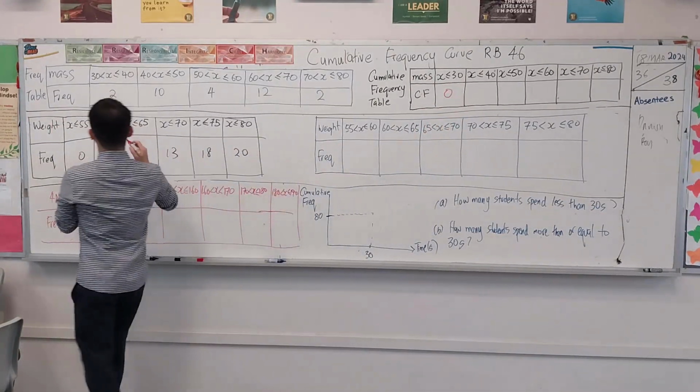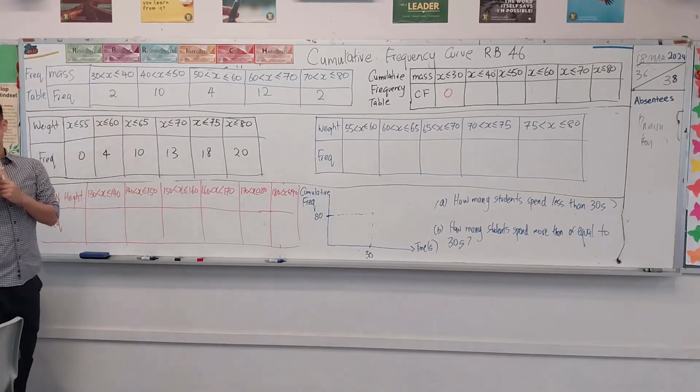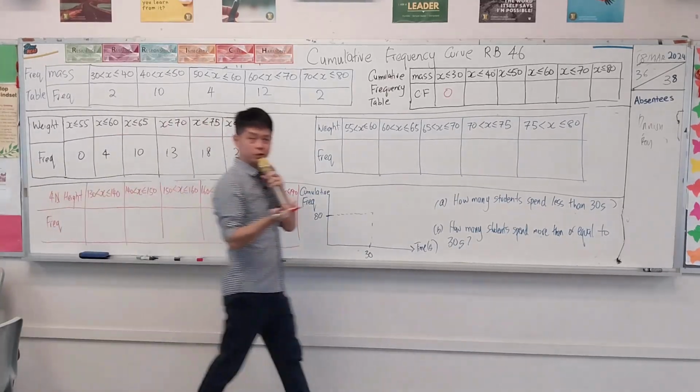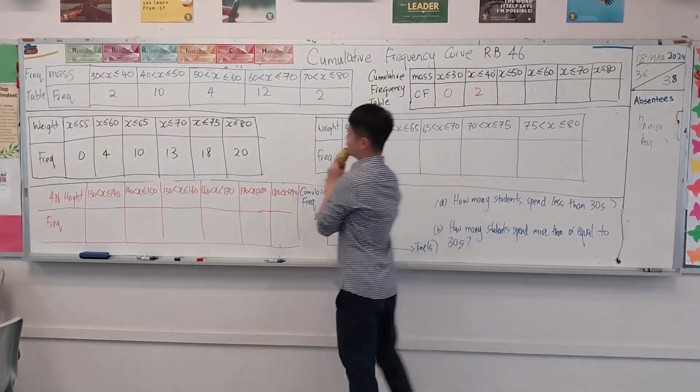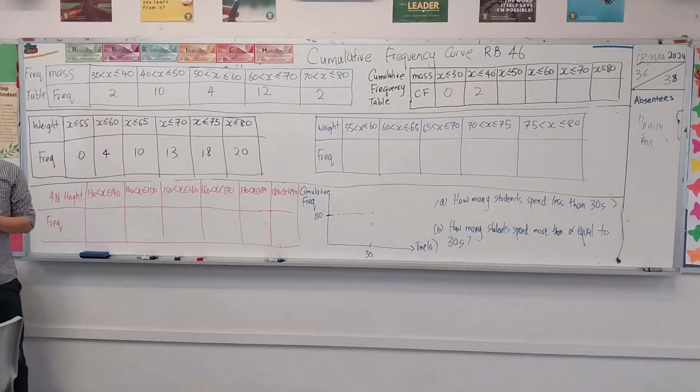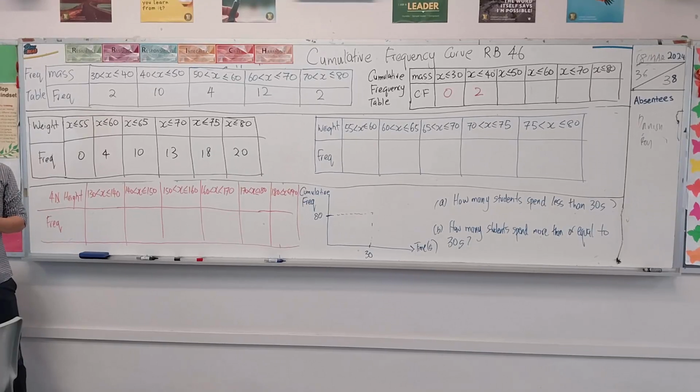That's all. How many of them have less than 40? How many students have mass less than 40 kg? 2. Okay, so I just write 2. Very simple, huh? How many students have mass less than 50? Now it's a bit tricky already. This is the most important part. How many of them have mass less than 50 kilogram?